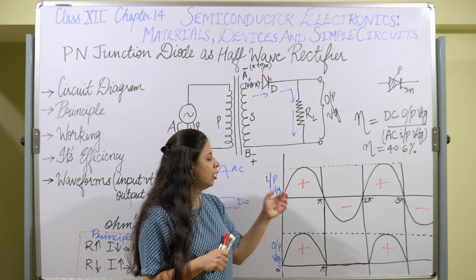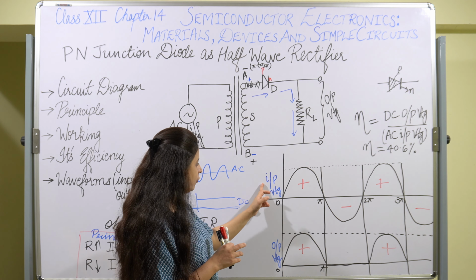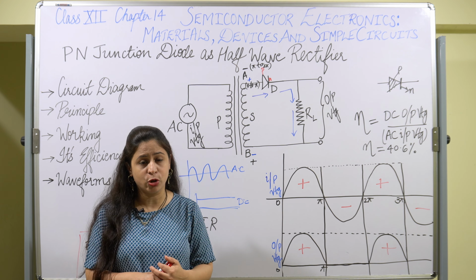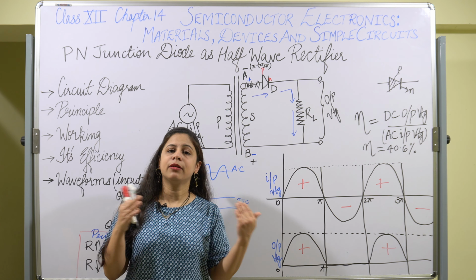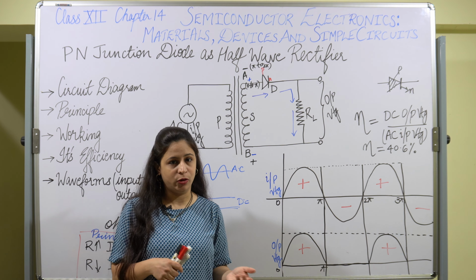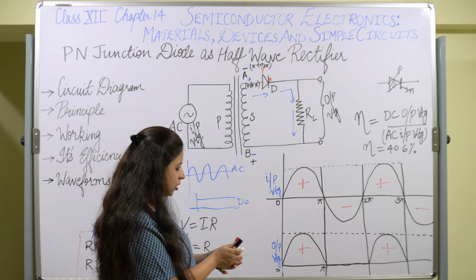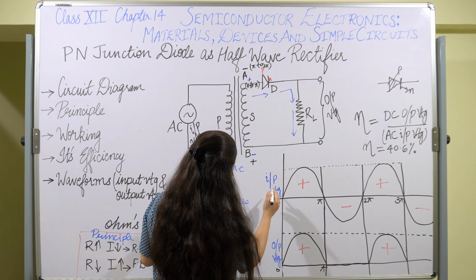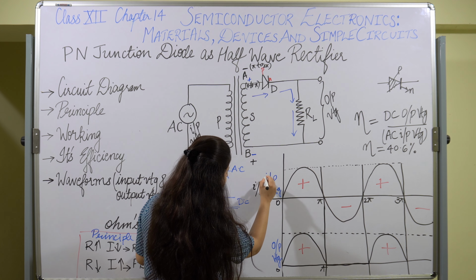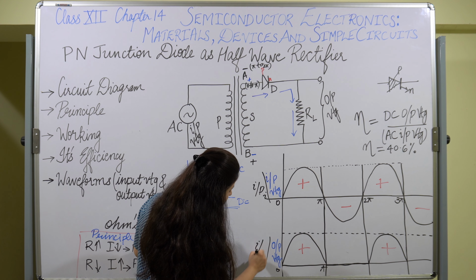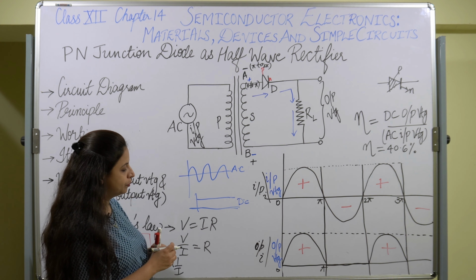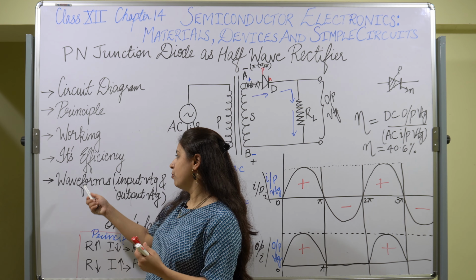Here I have drawn the input voltage. The input current waveform will also be similar to the input voltage, because in a resistive load the voltage and current are both in the same phase. As my voltage is, so is my current. So if I have to draw the waveform for the input current, that will be the same, and the output current will also be the same. Now the waveforms I have already shown.